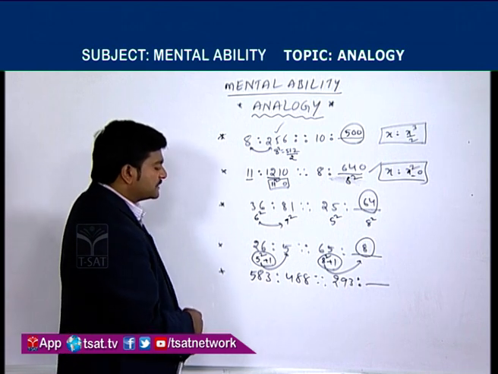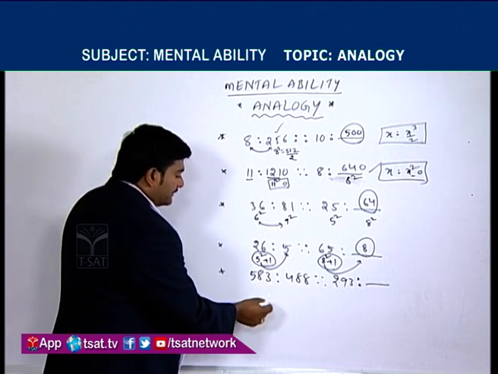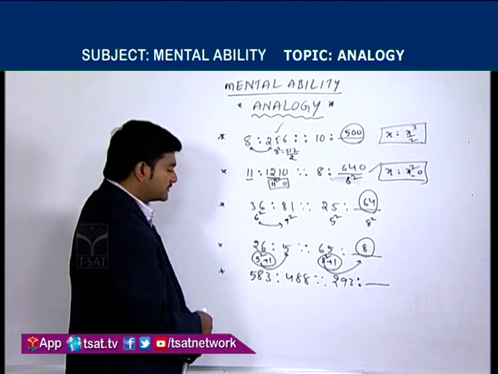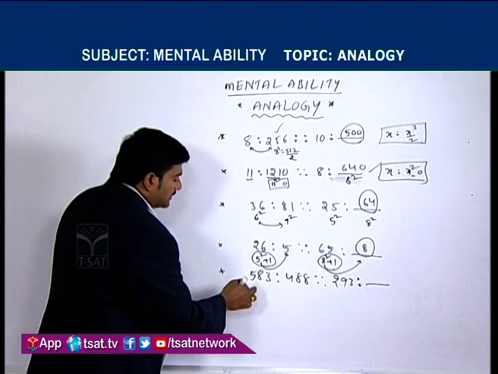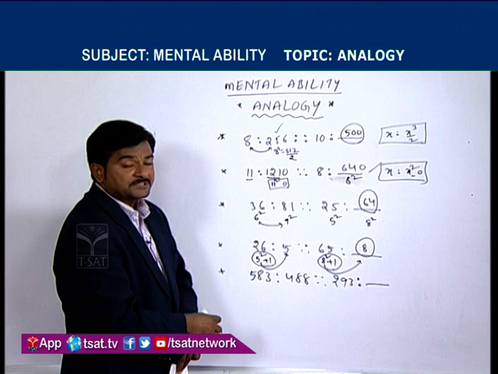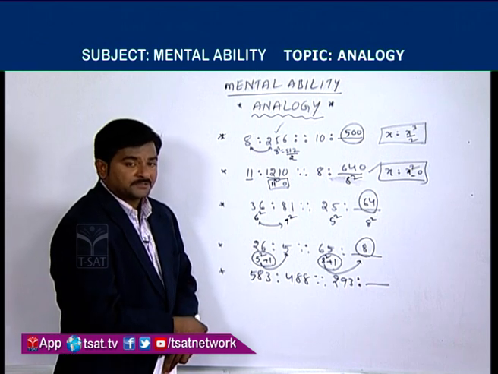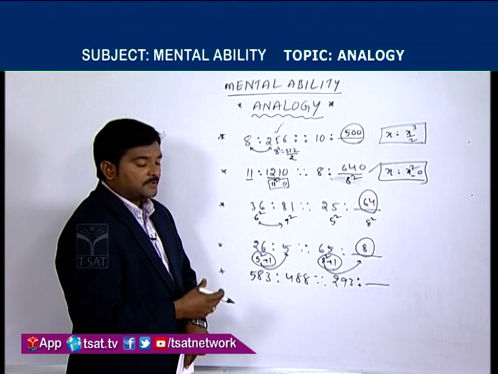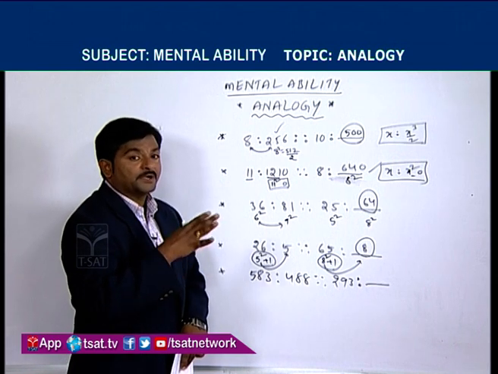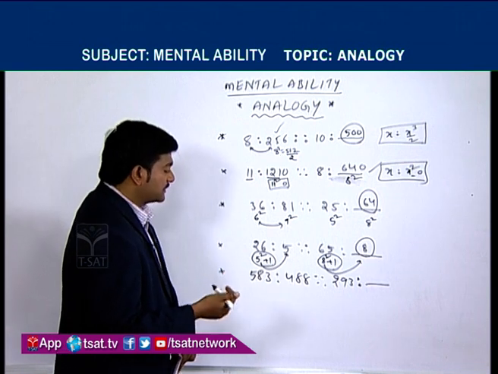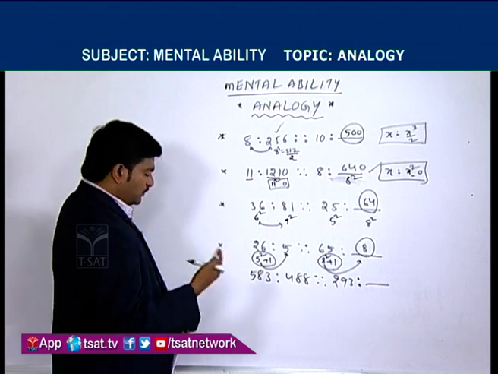Now observe this one: 583 is to 488 as 293 is to dash. We have to find the relation between these two numbers. If you remember, we just saw one example in the previous set, where we subtracted 2 from each digit of the given four-digit number. That was the concept in the previous question. If you think in the same way, you may get the answer.